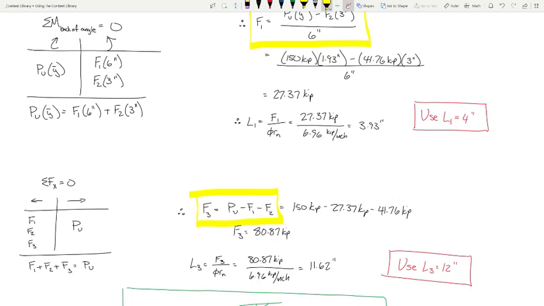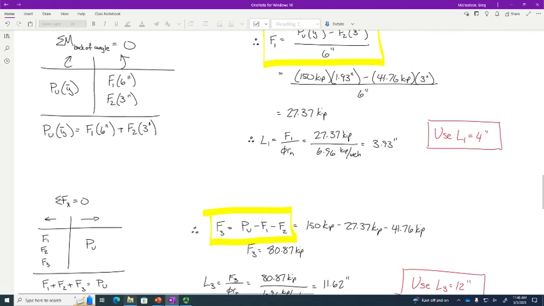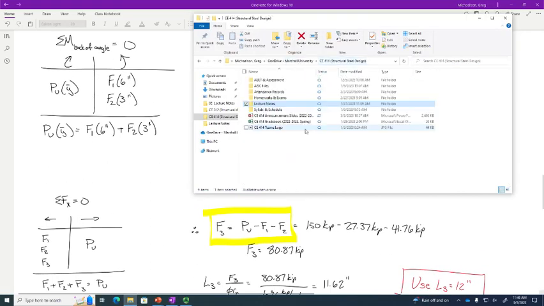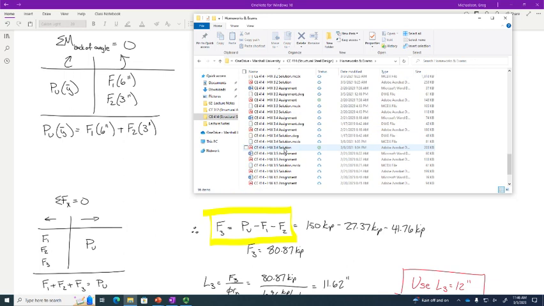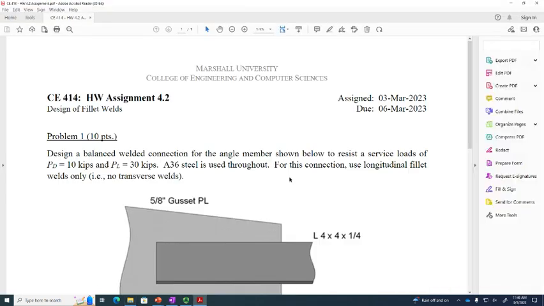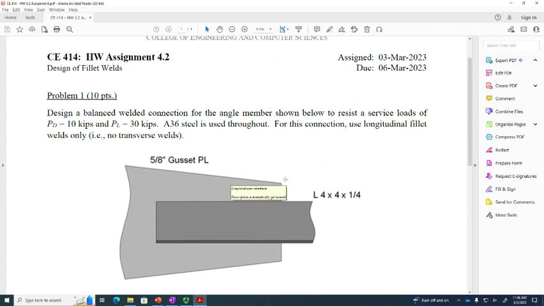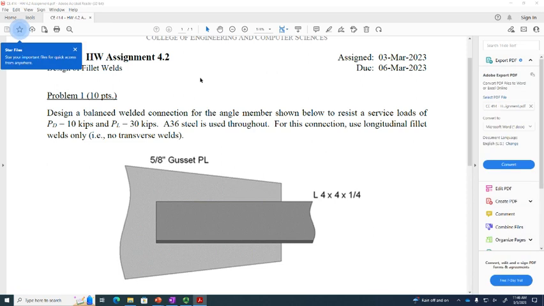So that would be a 4th arrangement, another balanced weld. Does that make sense? So, speaking of, that's exactly what you have on your homework. On your homework, I want you to lay out a balanced welded connection for this problem, but I don't want a transverse weld. I only want longitudinal welds, okay?